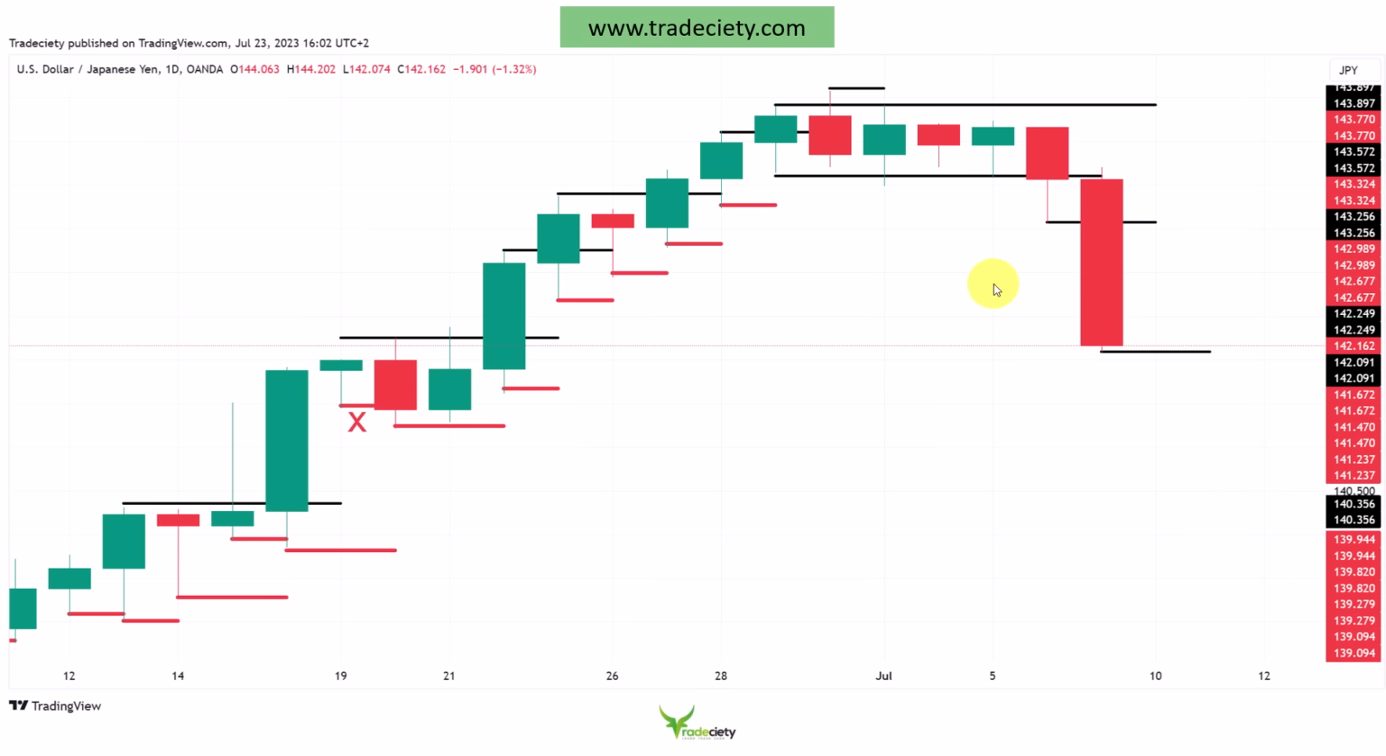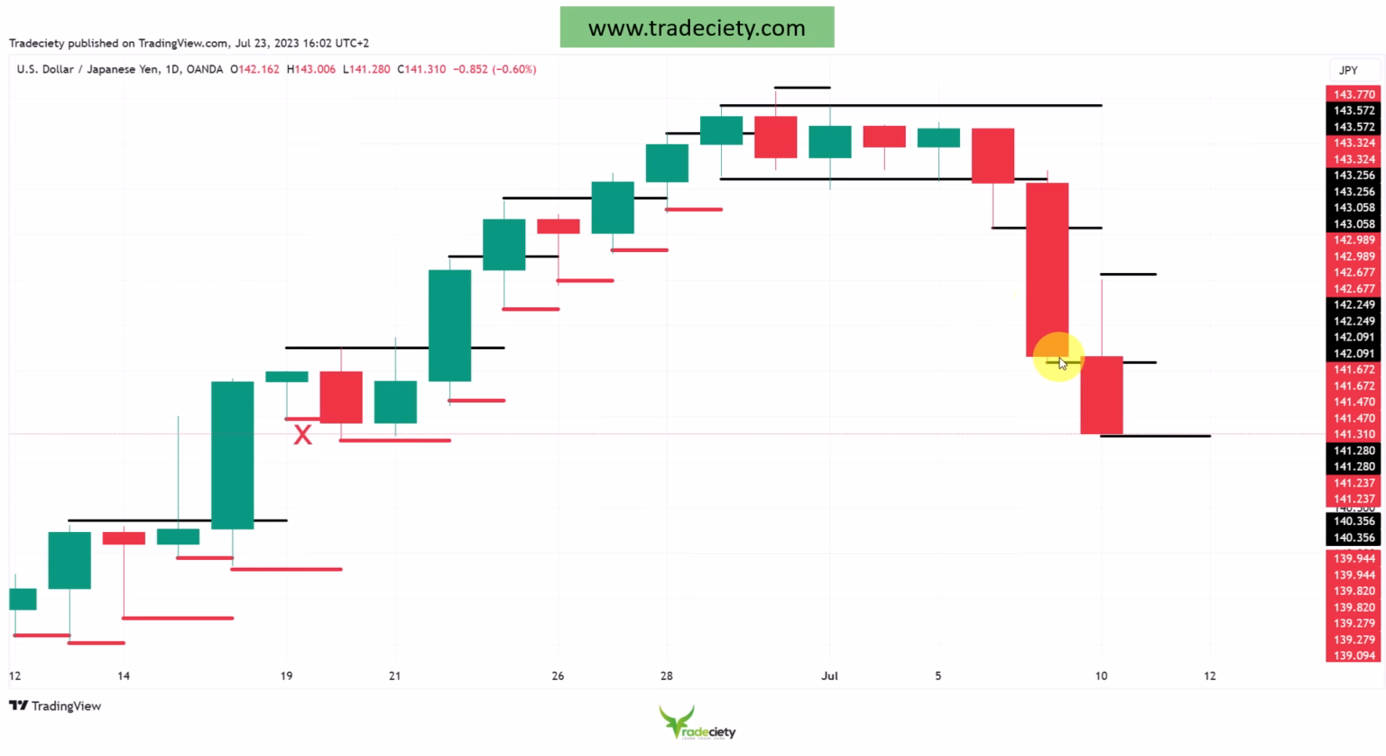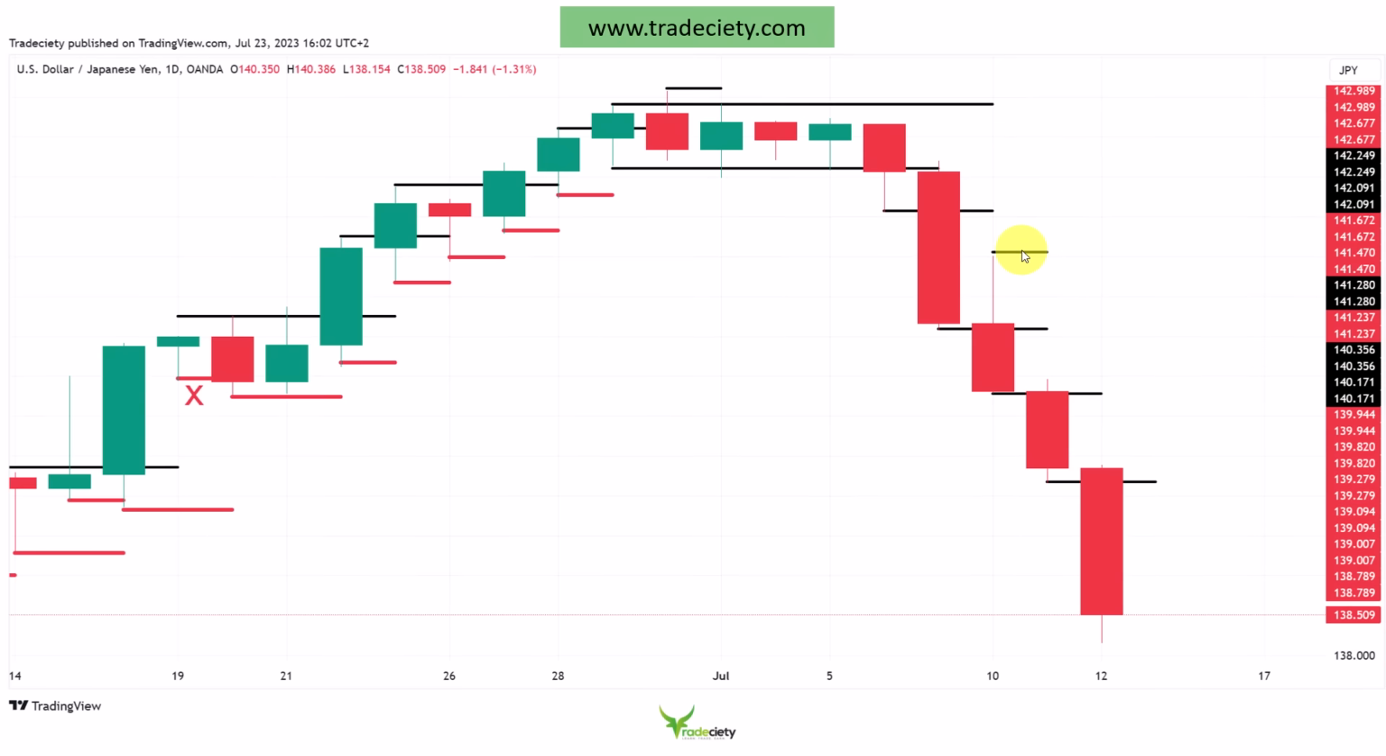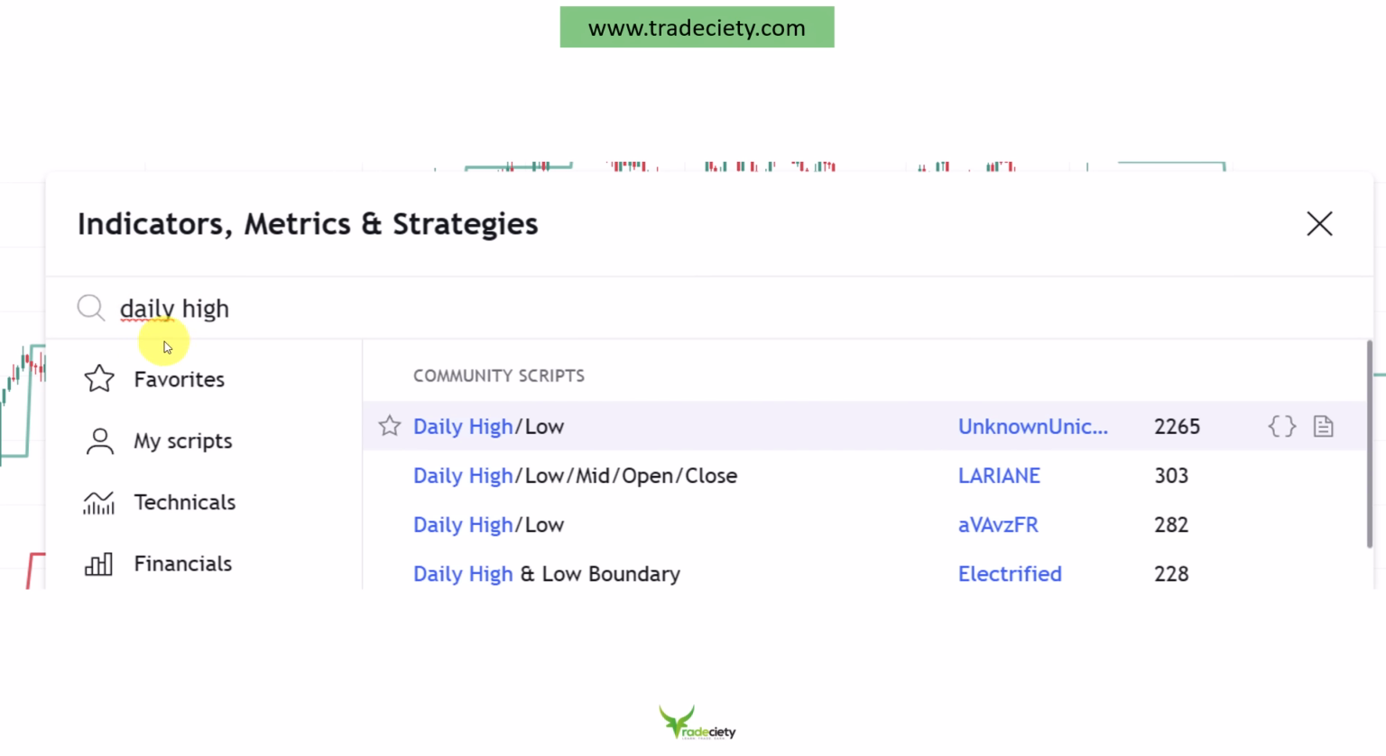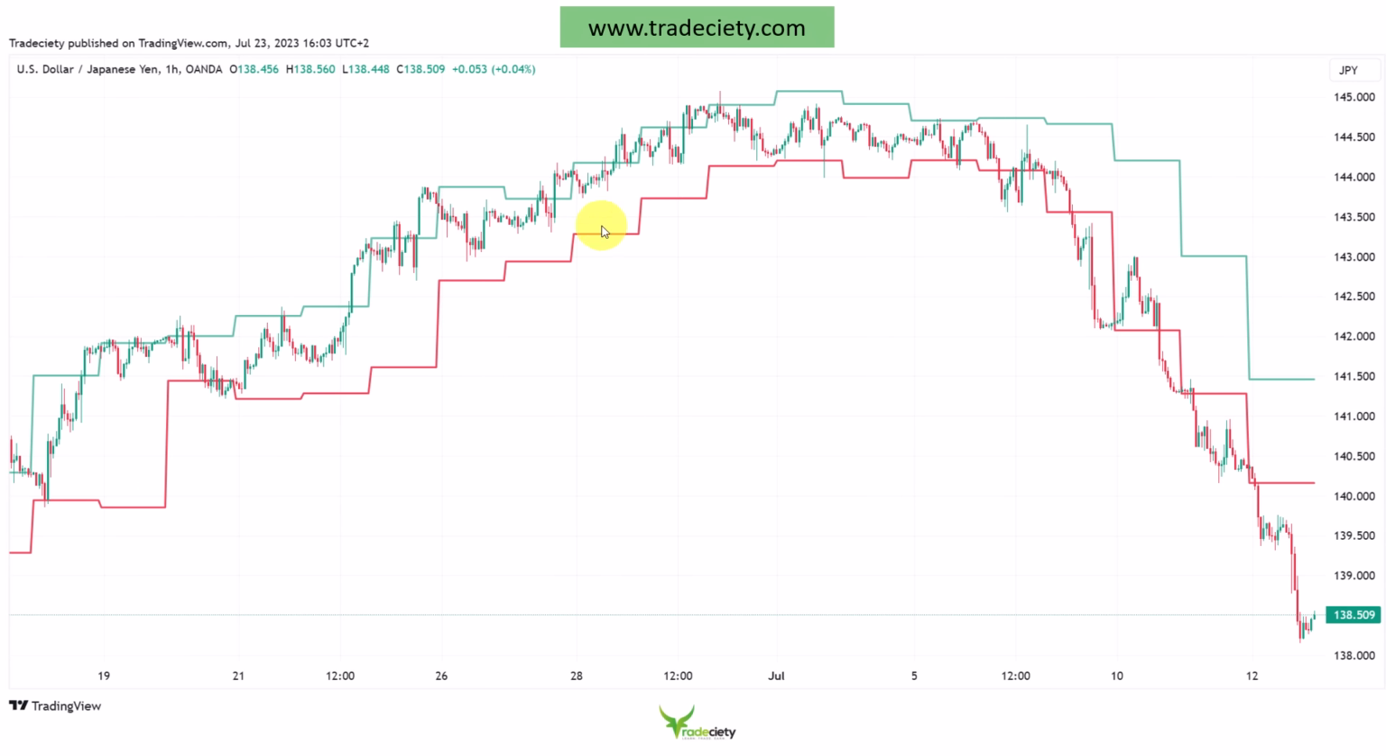So the daily high-low is just so important for our understanding of trends, and we can really observe the strength of the trend. There's a very great indicator for TradingView that you can use. When you just search for daily high low, it's the one from Unknown Unicorn. Thanks again for providing great indicators here for free. It plots the daily high low on your charts.